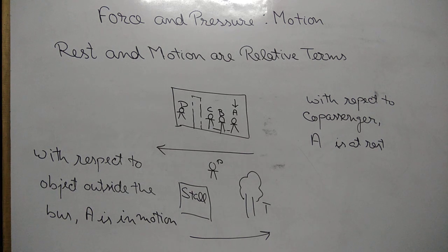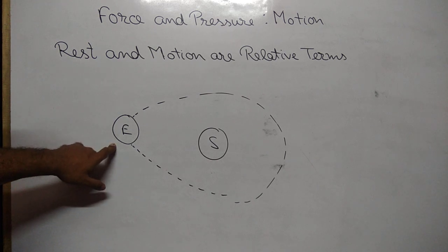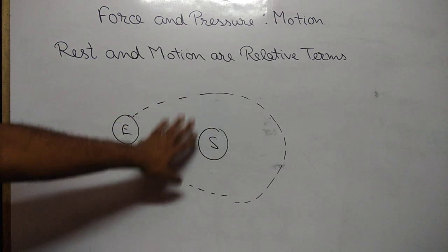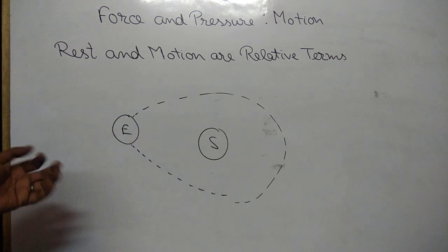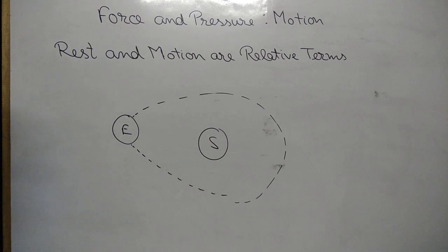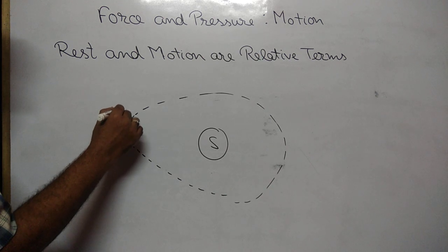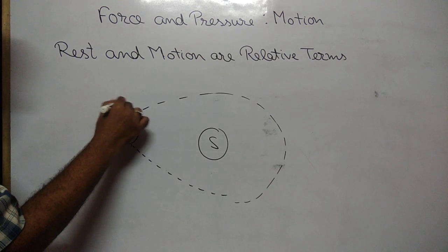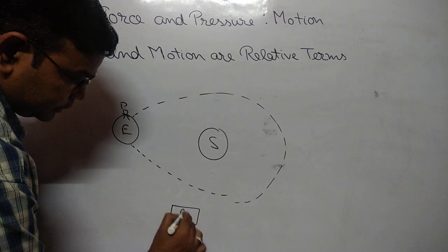Same for the second example. Let me draw some figure. In the second example, I am taking our planet Earth, which is revolving around the sun. The path is not perfectly drawn, it's just for clearing the concept: Earth is moving around the sun. Now we have two persons: person P standing on Earth, and the other person Q in a satellite.